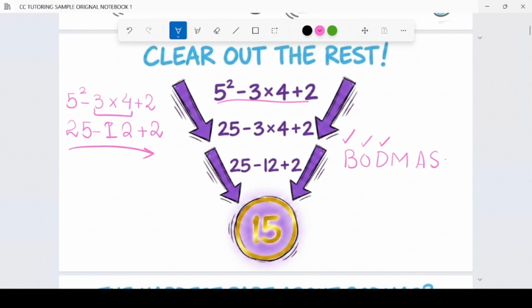Let me just use it. 25 minus 12, that is 13, and 13 plus 2, that is 15. So this is how you would get 15. This answer is the same as this. 15 is my answer in this case. So the only thing you have to do is write BODMAS and use all the operations.